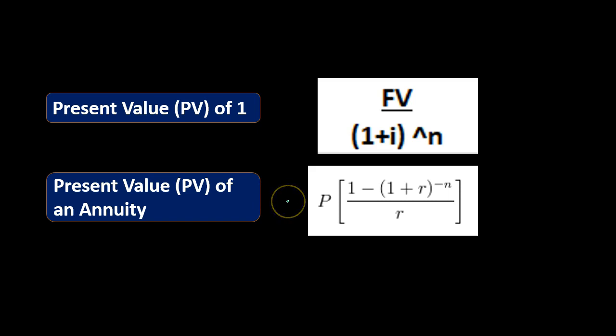And then the present value for an annuity is going to be a bit more complicated. We're going to take P, or the value of the bond payments, and then we're going to take 1 minus 1 plus r to the negative n, over the rate r. So this would be the math way to do it. Again, we could shortcut this with a calculator, Excel, or tables.